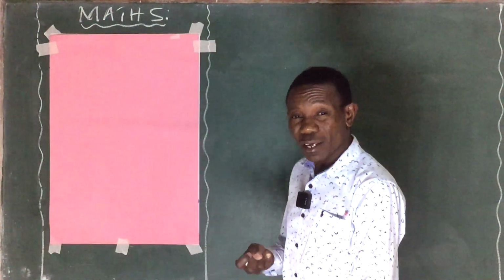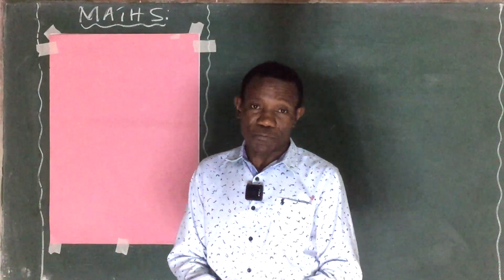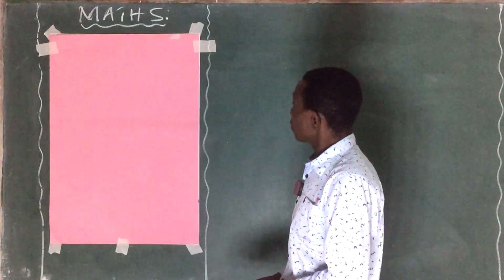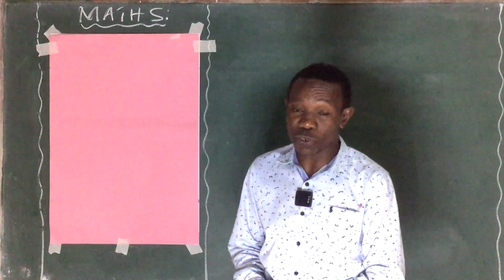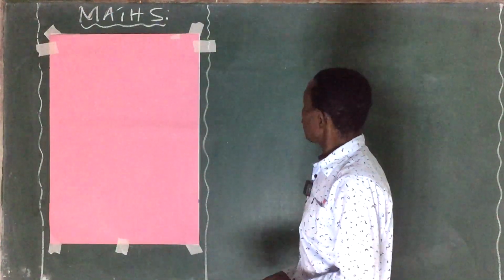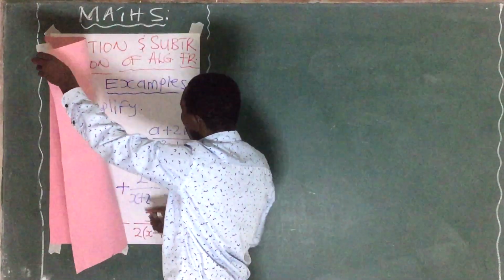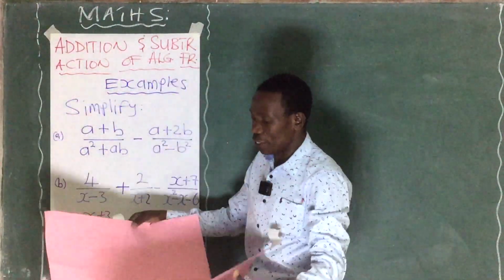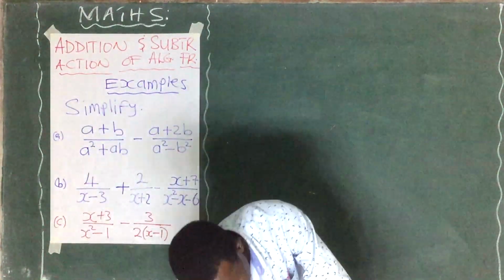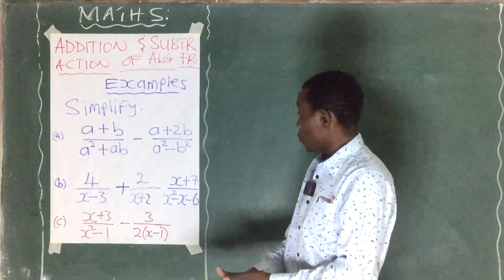That's addition, multiplication, subtraction, and division. So this time around, we are going to complete the first part, that is the addition and the subtraction of algebraic fractions. With me here, I've got some examples that will guide us on how best we can simplify algebraic fractions by addition and subtraction. How do we add and how do we subtract algebraic fractions?